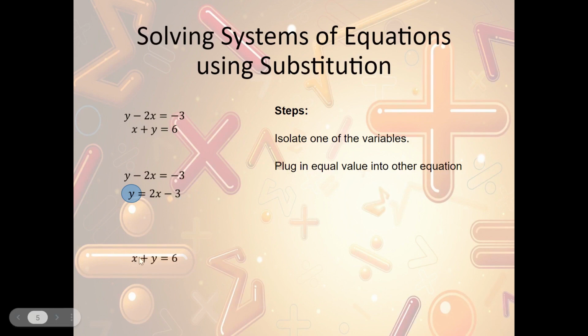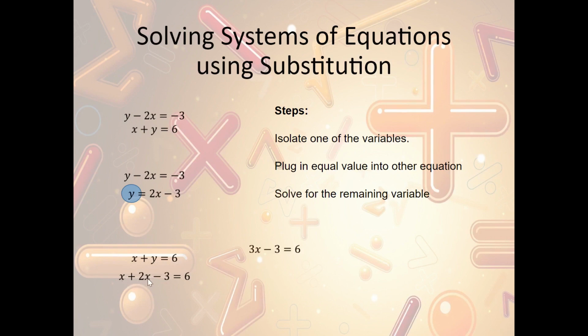So I have x plus y equals 6. But y is really equal to 2x minus 3, so I'm going to plug that in for y. Now it says x plus 2x minus 3 is equal to 6. Now I can go ahead and solve. I'm going to combine like terms. So x plus 2x is 3x. So I get 3x minus 3 is equal to 6. I'm going to add 3 to both sides to get rid of this. So I get 3x is equal to 6 plus 3 is 9.